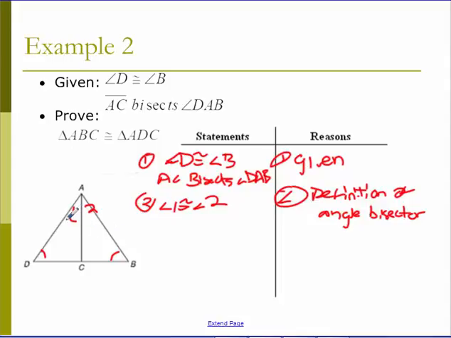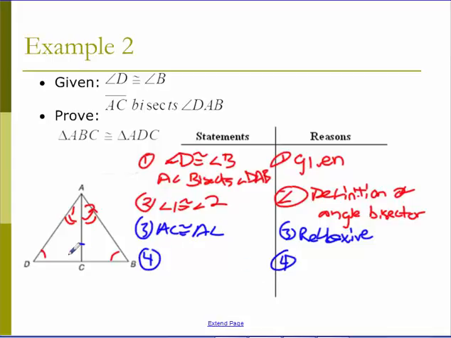So now I have two sets of angles congruent. I've got D and B, and then angle 1 and angle 2. Similar to the last example, two triangles are touching. AC is congruent to AC. That's reflexive property. Now I have three pieces of the triangle congruent. Two angles and a side. Angle, angle, side. Now I'm going to copy my proof statement down. ABC is congruent to triangle ADC.